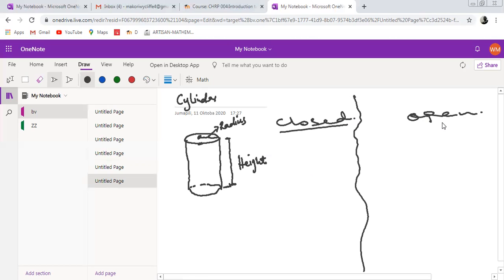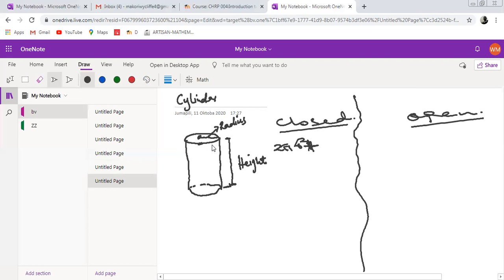For the case of a closed cylinder, whereby the top and the bottom surfaces are there, we normally get the surface area this way. Remember, the top and the bottom are circular. Because they are circular, we use the formula for a circle, which is pi r squared. So it's going to be 2 pi r squared. We multiply by 2 here because we have two circles, and then plus the curved surface.